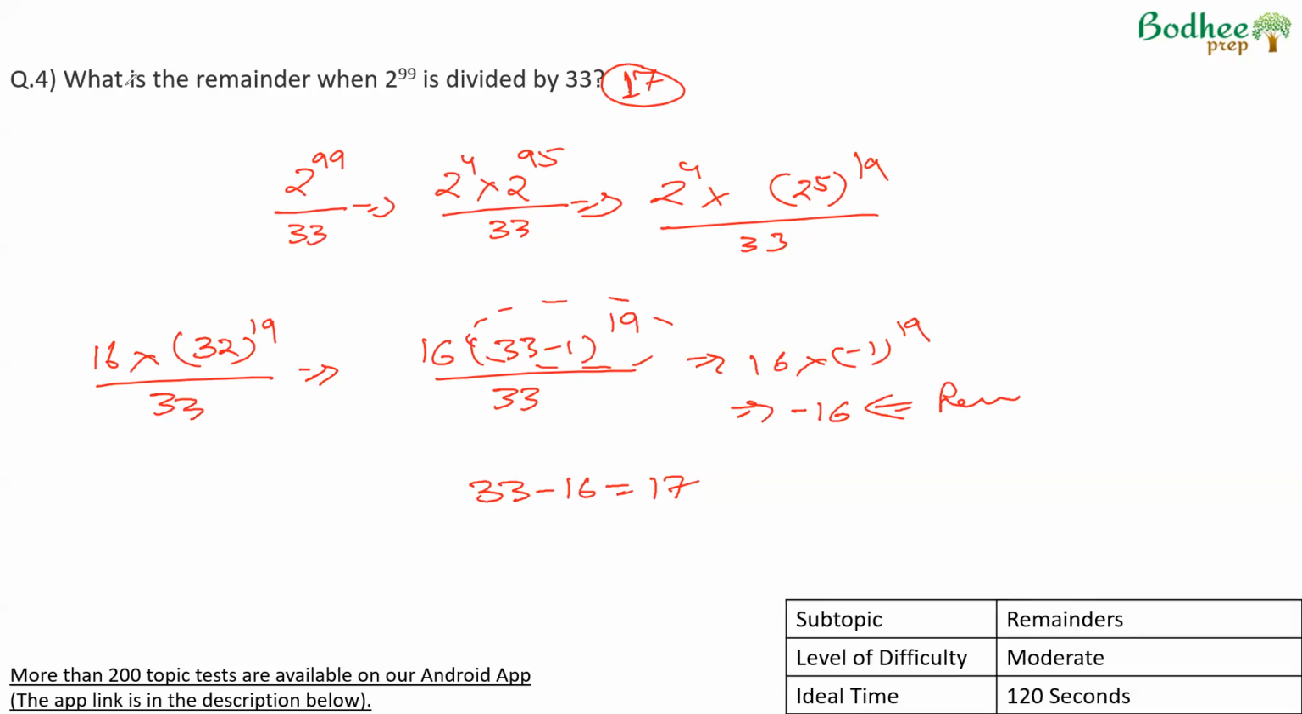Again, it's a moderate question because there are a couple of steps involved here. But the concept is not something new. If you've done remainders, you're expected to be able to do this at least. 2.5 minutes, good enough to answer the question.